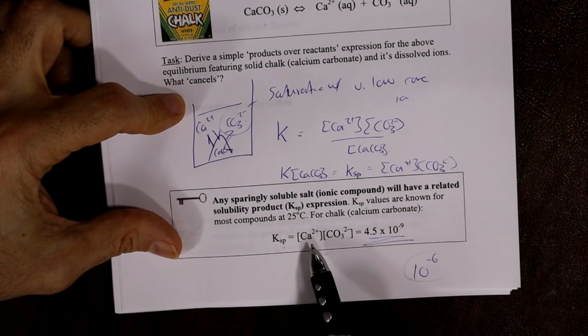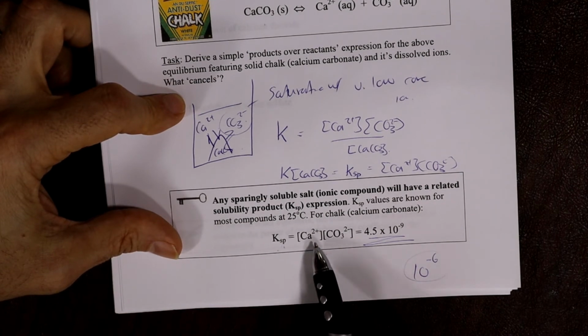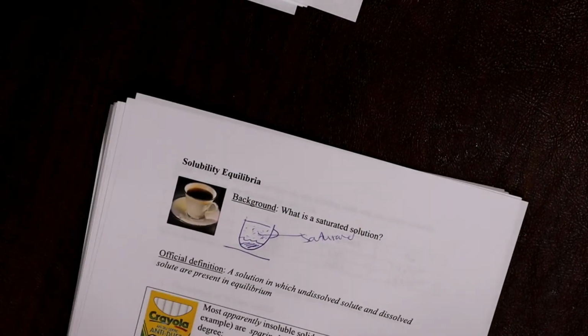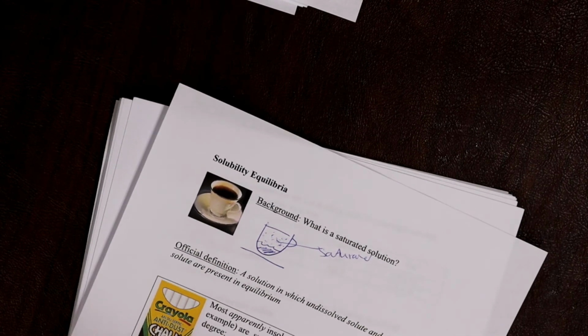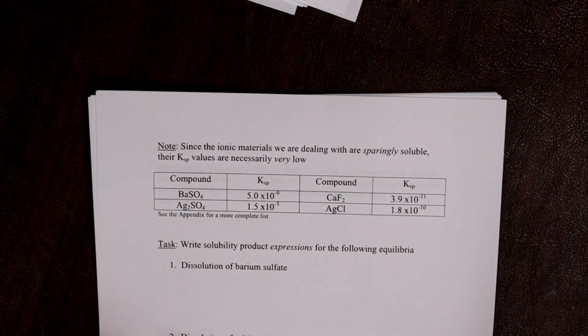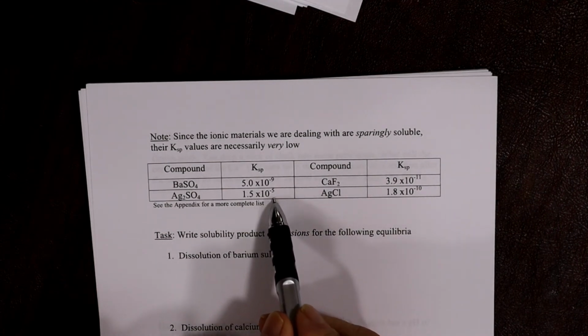It's called a solubility product because it's this one times this one, a product. What's called solubility, which we'll get to later, is technically defined as the concentration of the metal ion in solution. So this times this is the solubility product, and it's a fixed number, it's a constant. Since we are dealing with sparingly soluble materials, the KSPs are necessarily low.